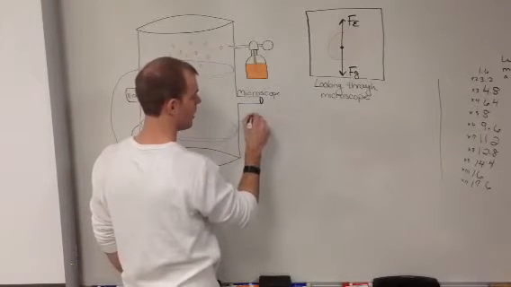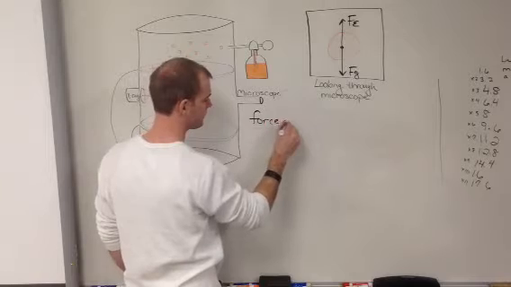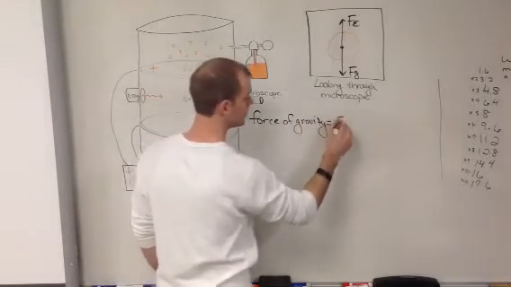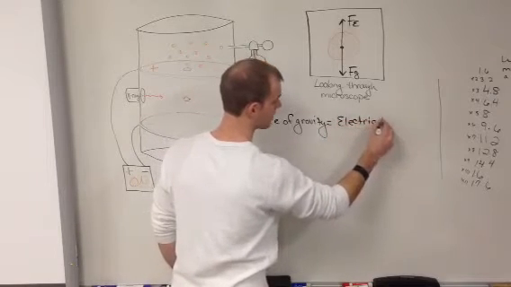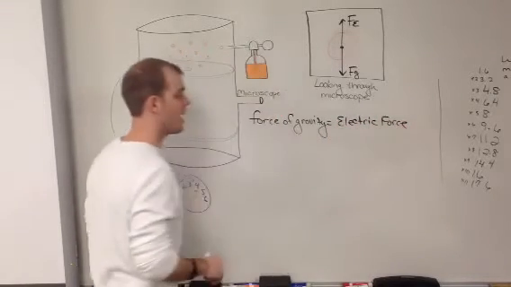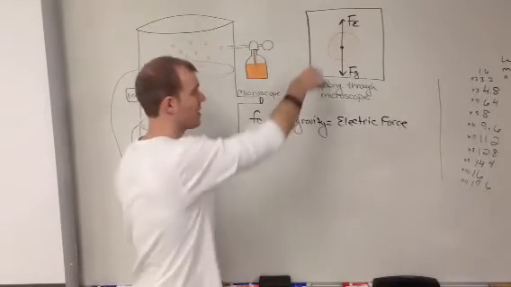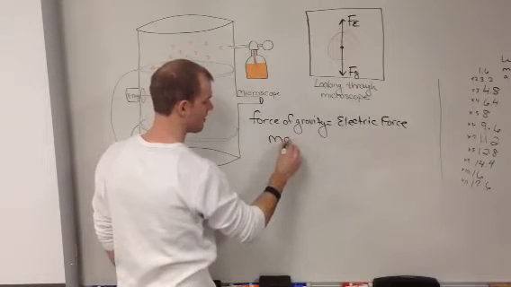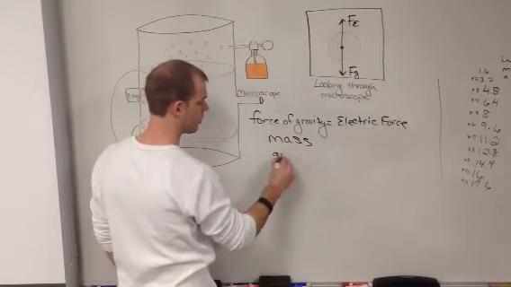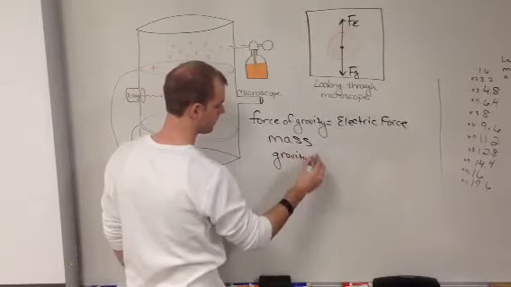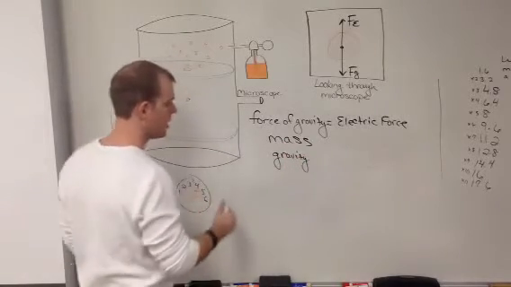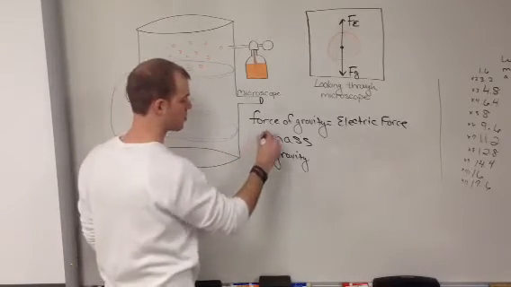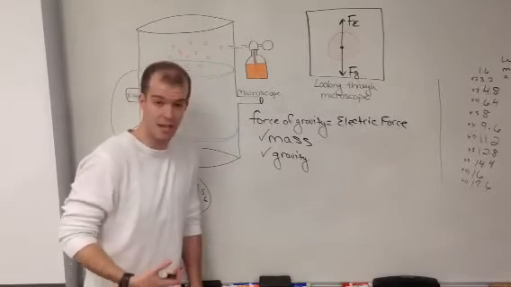You could say, well, the force of gravity is equal to the electric force. Now the force of gravity, in other words, the weight of the oil drop, is dependent upon two things. One of those things is the mass, and the other thing is the gravity of Earth, the gravitational strength of Earth. Now, we definitely know the gravitational strength of Earth, and Millikan also knows the mass of his oil drops. I won't get into how he determined the mass, but he knows it.